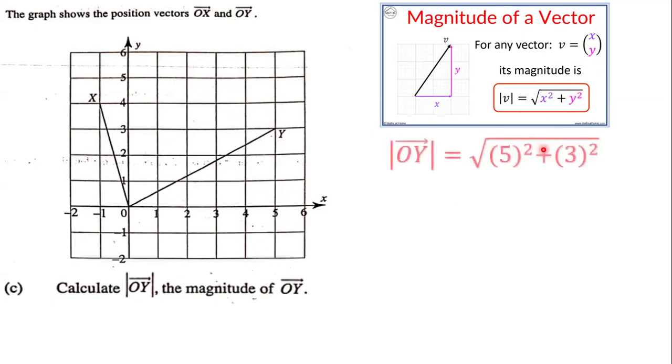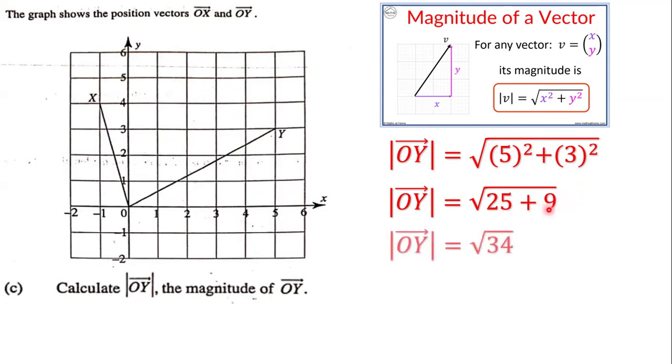And so if we have OY, well, OY is equal to 5, 3. That's what OY is as a column vector. So we take the 5 and square it, and we take the 3 and square it. What is 5 squared? Well, 5 squared is 25. 3 squared is 9. And so we add these two, 25 plus 9, which is 34. So the magnitude of OY is equal to the square root of 34.